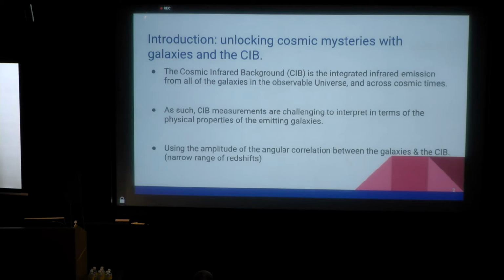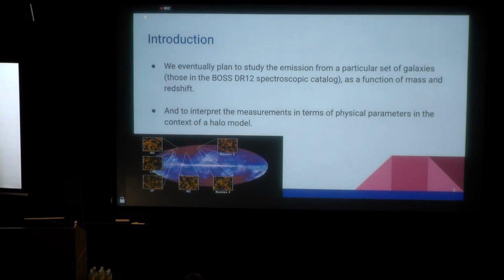So, to actually disentangle the CIB itself is very difficult. There's a specific technique that we did have to use, and that technique is using the amplitude of angular correlation between the galaxies and the CIB with a narrow range of redshifts. And the reason why we can do this is because the galaxies with a narrow range of redshifts are actually proportional to the CIB at the specific range.